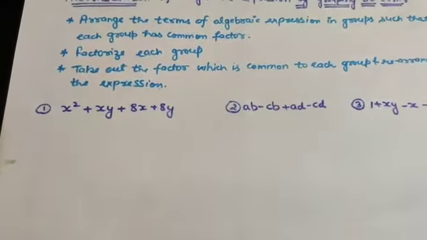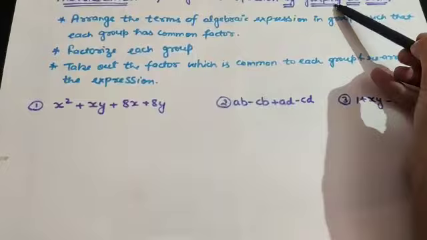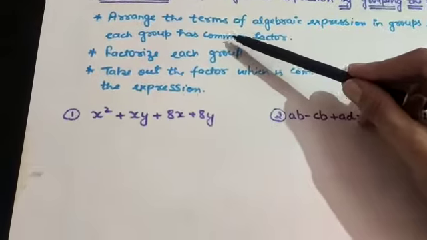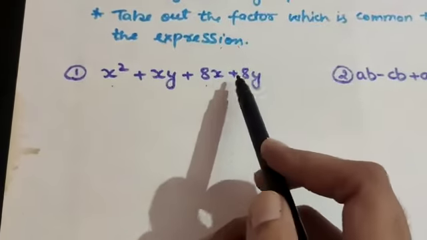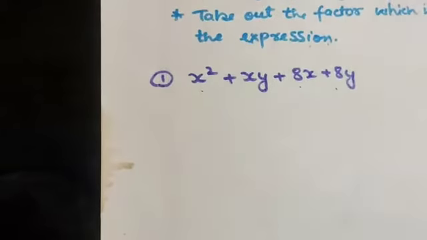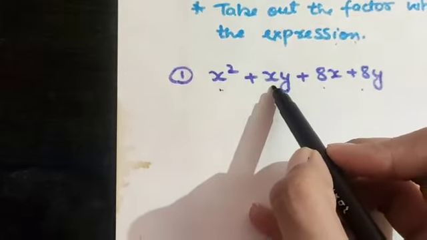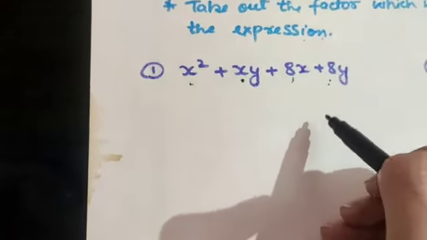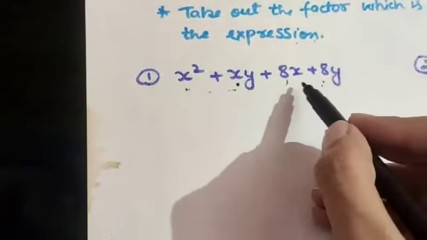Let us look at these three examples to understand how we will do factorization by grouping the terms. First, we have to make groups such that they have a common factor. So these are the terms in this algebraic expression. See whether they have a common factor or not. The first and second terms have the common factor x, right? And the third and fourth terms have the common factor 8. That means we can make this one group and this another group.